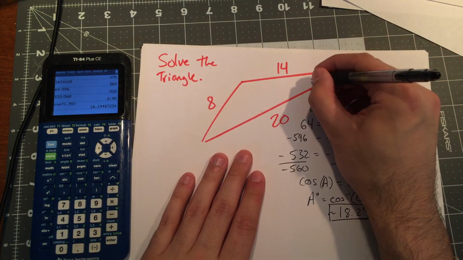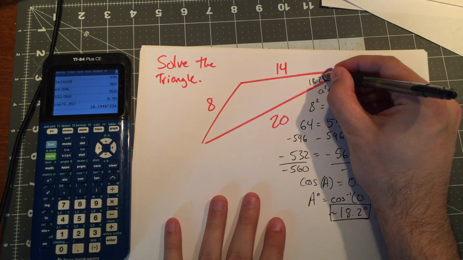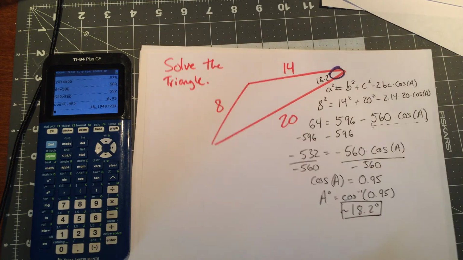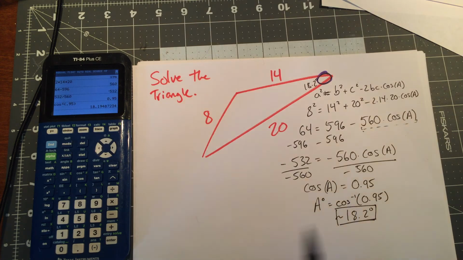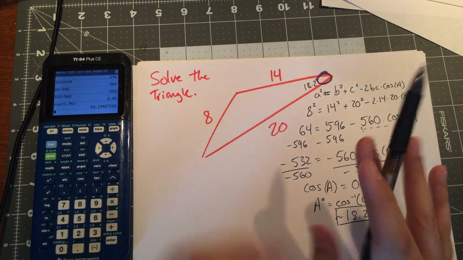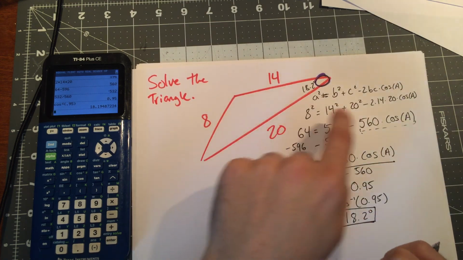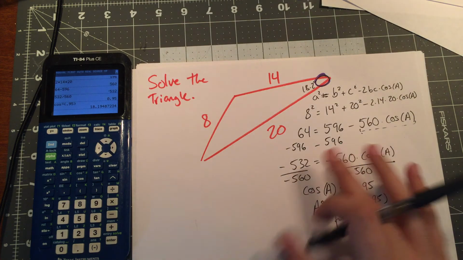So we'll say 18.2. That's probably not exact. We cut off decimals. I'll keep it 18.2. I probably should just round to 18, but I'm going to leave it there. So I have a couple options now. I can do another law of cosine, just change 8, 14, and 20. Or I can use my law of sine.